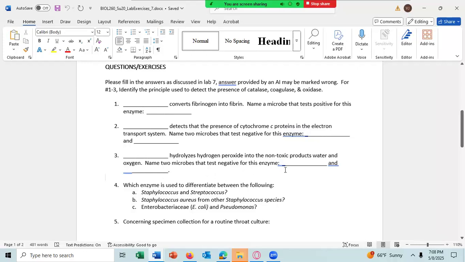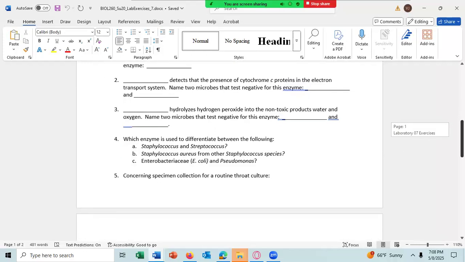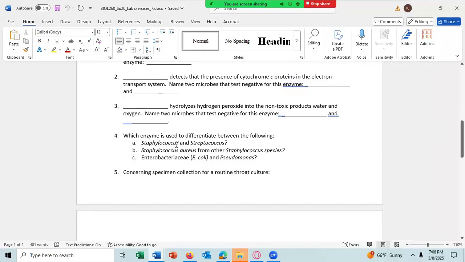And 4, which enzyme is used to differentiate between the following? Staphylococcus and Streptococcus, one of the enzymes we mentioned above. And then which enzyme is used to differentiate Staphylococcus aureus from other Staphylococcus species? Name that here. And then 4C, which enzyme is used to separate Enterobacteriaceae from Pseudomonaceae?